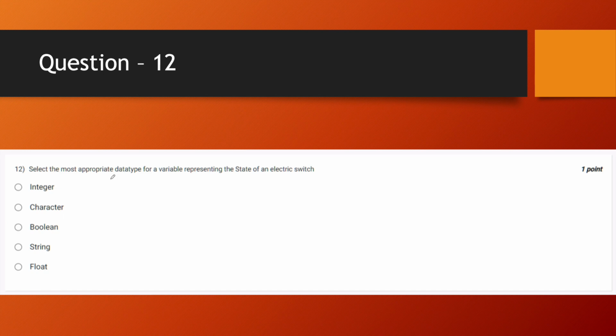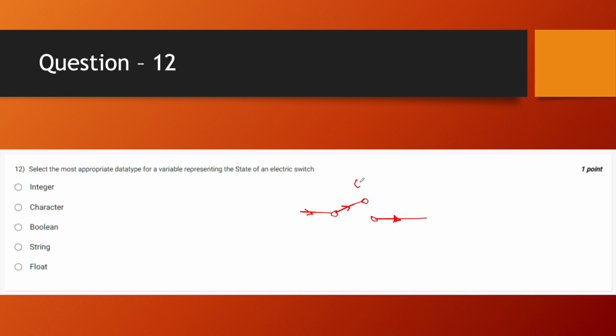Moving on to question number 12, we have to select the most appropriate data type for a variable representing the state of an electric switch. So an electric switch has just 2 states. For those of you who are not familiar with the concept, it's either in the off position, where there is no current flowing through it, which means that the circuit is open.